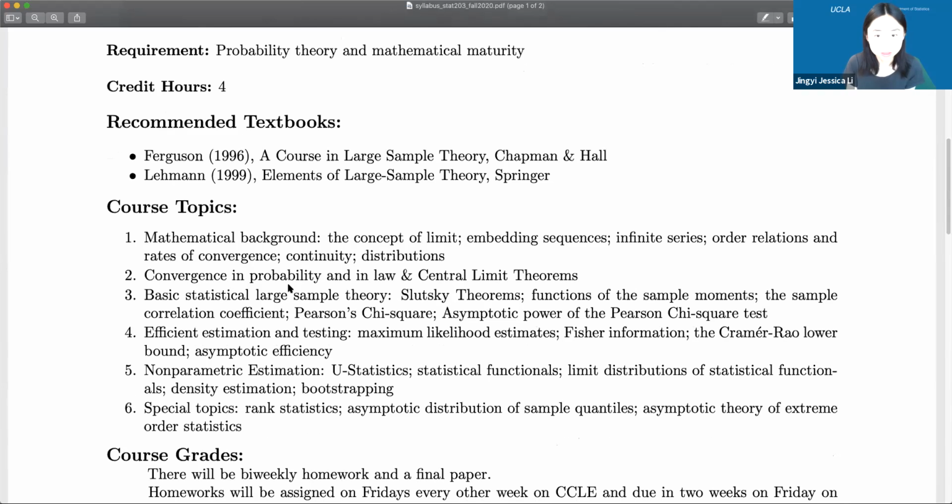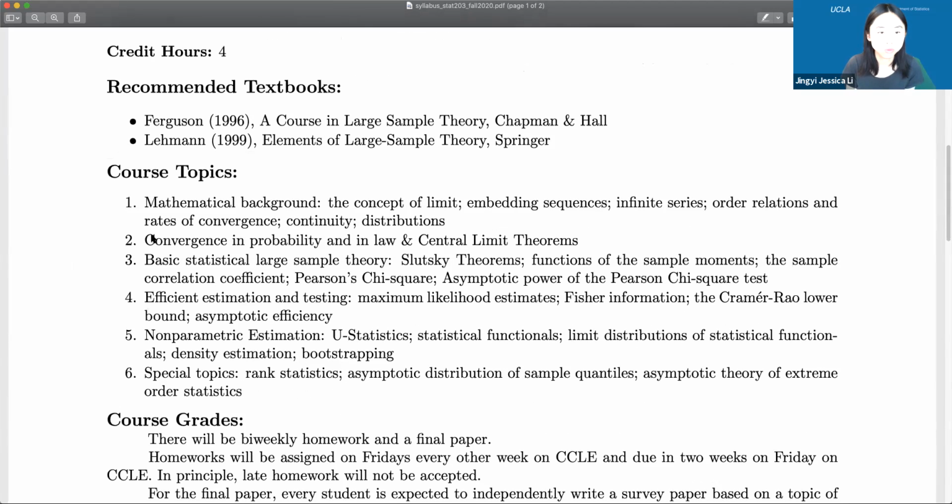Okay, so topics. Today, I'm going to talk about the mathematical background to start with, and then we will talk about probability and what we mean by convergence. We'll talk about three major types of convergence: convergence almost surely, convergence in probability, and convergence in distribution. The third type is also called convergence in law, and its foundation is the central limit theorems. Many of you have learned this before in an undergraduate class, but here we're going to treat it more rigorously.